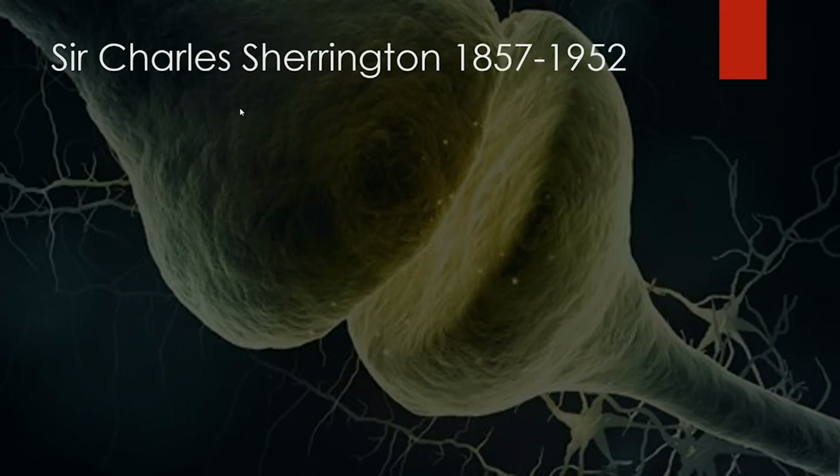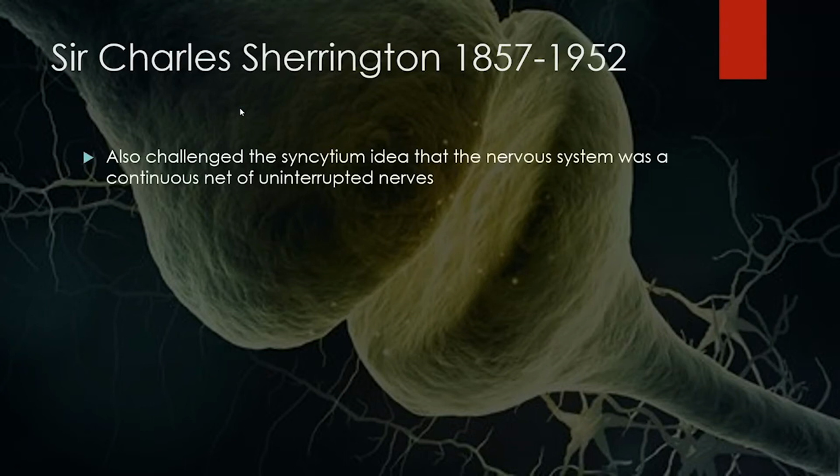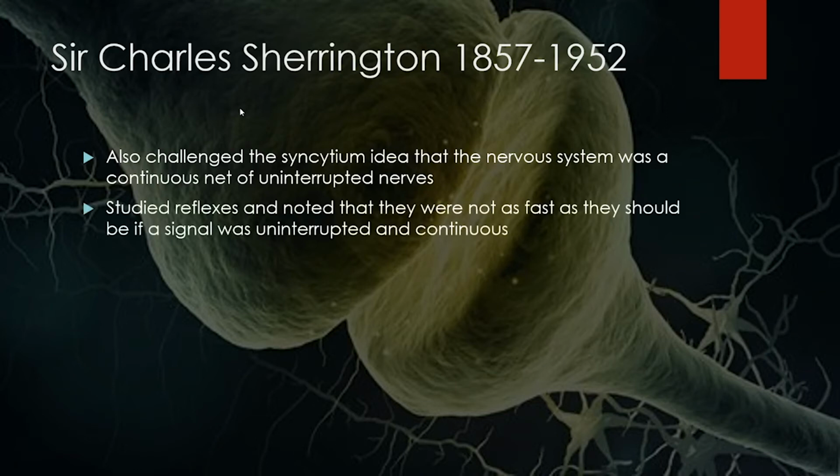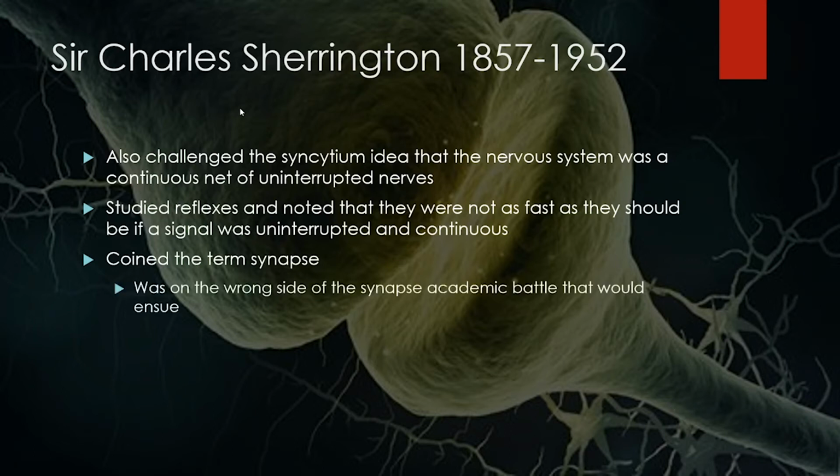So Charles Sherrington is one of the next guys that kind of added to the piece of the puzzle. He was a person that studied reflexes, right? And he noticed when he was timing these reflexes that if the nervous system was this continuous, uninterrupted thing, then the speed was wrong, right? It should be this continuous, uninterrupted thing, but that wasn't the case. And he's actually the one that coined the term synapse. He said, there's this separation point that's causing everything to slow down. But as you'll see in a minute, he was actually on the wrong side of the academic battle. Like, that's an honest description of it that would ensue in the 1930s.